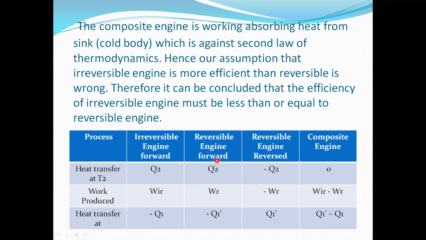Forward is Q2, its reverse is minus Q2, यानी यहाँ पे Q2 है तो उसका रिवर्स लेना है, that is minus Q2. Work produced by the reversible engine is WR, and we have to take here minus WR. Reversible engine forward has minus Q1 dash, and इसका रिवर्स क्या होगा? Q1 dash. So these are the values of the reversible engine reverse.